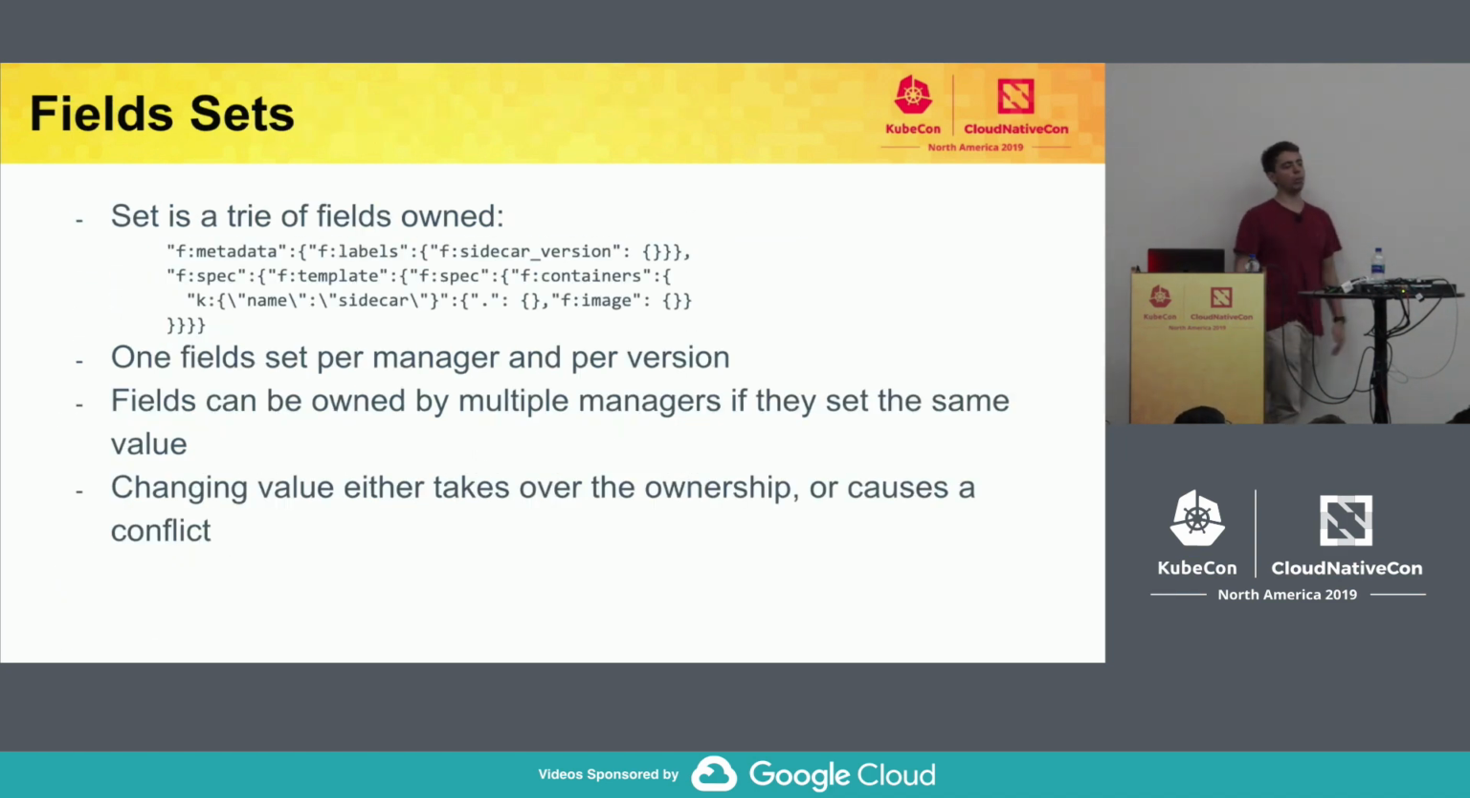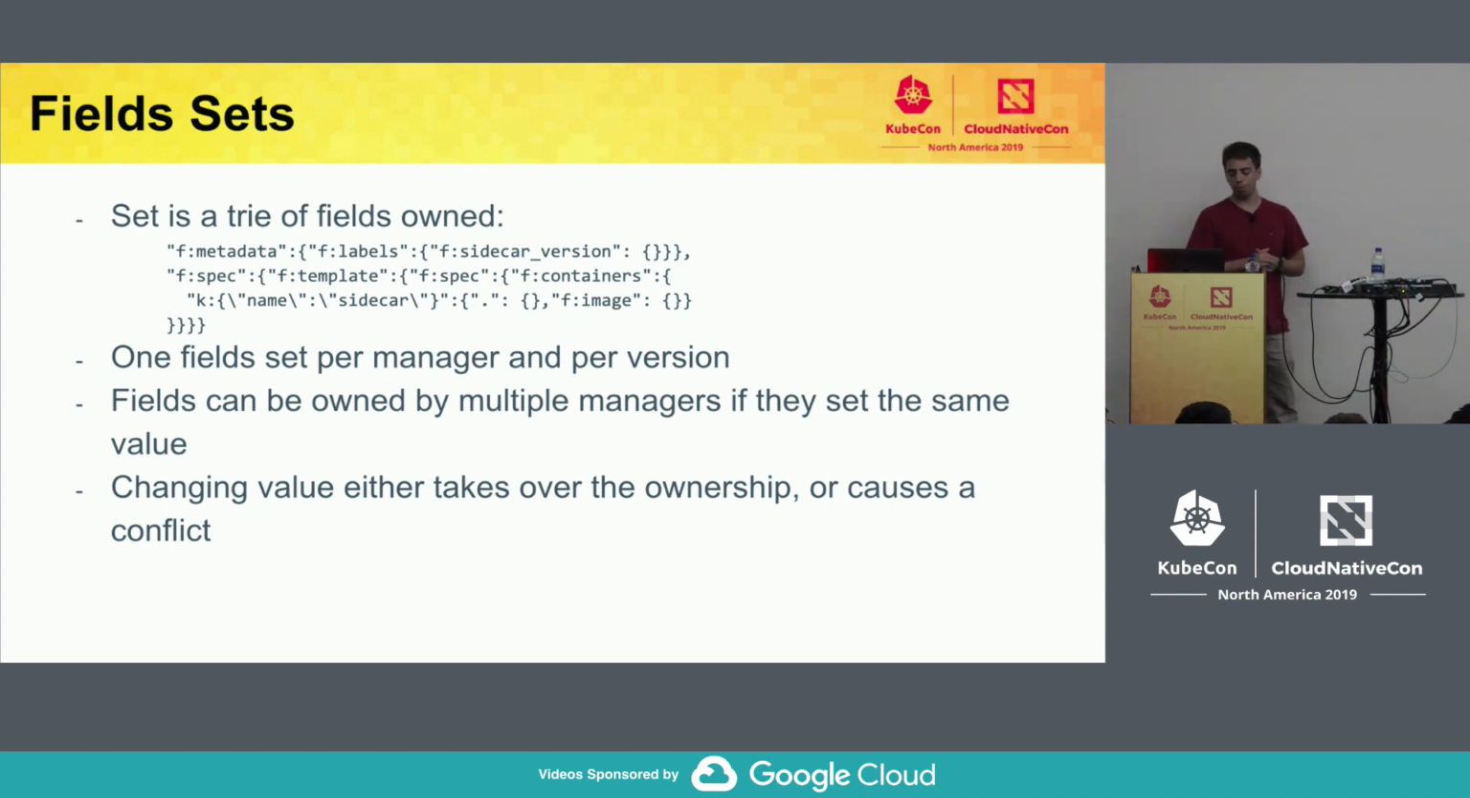So how do we keep track of what you own and what you don't own? We've built some sort of tree of all the fields that you care about, and we move that inside the metadata of the object. As we can see, it's not just the name of the field, it's also F colon, which is actually useful to understand the structure of the object. We can see F means fields, and we also have a K name sidecar. This is useful to understand that containers are lists, but the lists are actually maps, and so we can track the object by looking at the key.